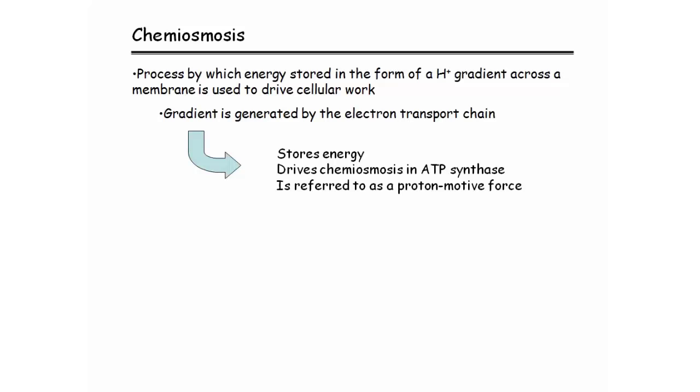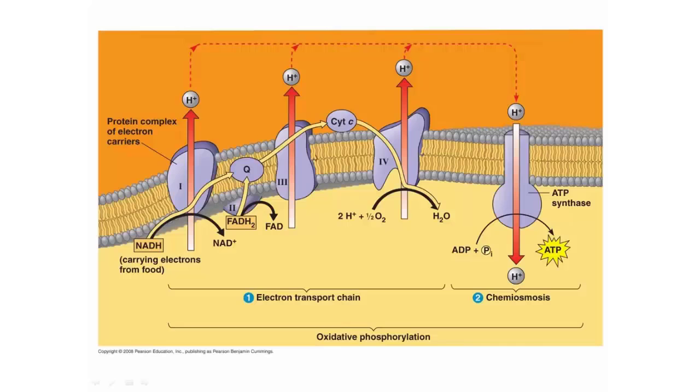Want to point out that this gradient is sometimes referred to as a proton motive force. Hydrogen ions are very often called protons because essentially that is all that makes them up. So do know that a proton motive force is the same thing as a hydrogen ion gradient. There is energy stored in that gradient.